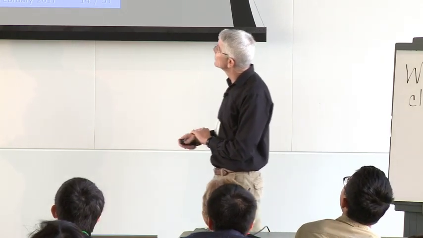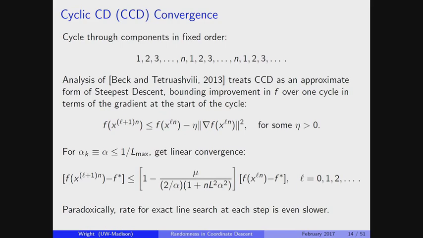What about cyclic coordinate descent? This is one where you cycle through the indices in order. There's a paper by Beck and Tetruashvili in 2013 in SIAM Journal on Optimization, I believe. Its essential approach is that it treats cyclic coordinate descent as a crude version of full steepest descent. So it relates the step that you take at any index i to what you would have taken if you'd evaluated the gradient at the start of the epoch, okay?